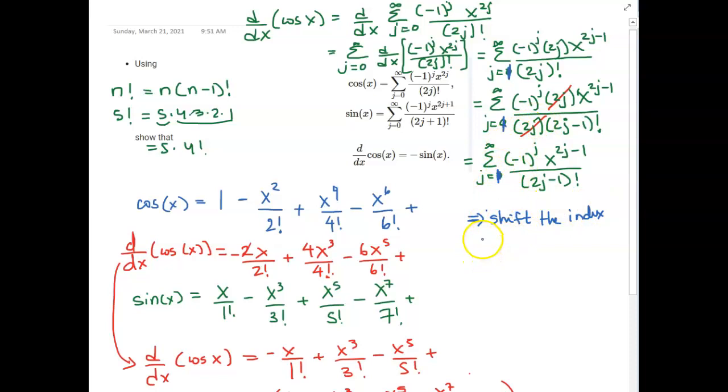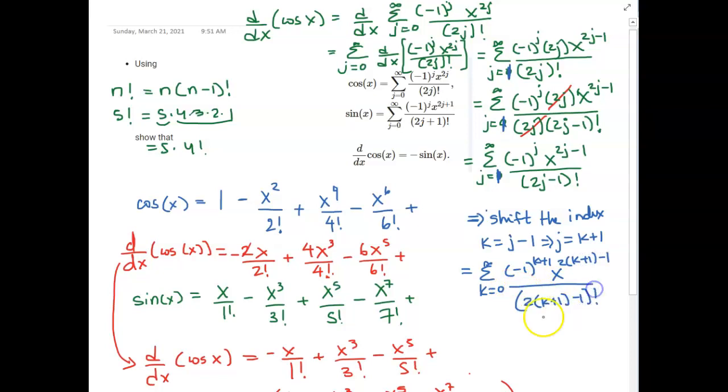So you want to shift the index. You want to say k equals j minus 1. You're going to call the index something else, which means that j equals k plus 1. So we're going to replace all the j's by k's. At j equals 1, k is going to start at 0 and go to infinity. Then you have (-1)^(k+1), then x^(2(k+1)-1), over (2(k+1)-1) factorial.